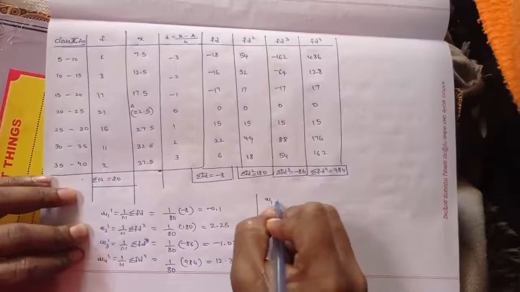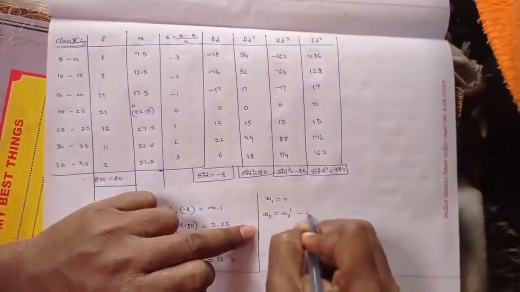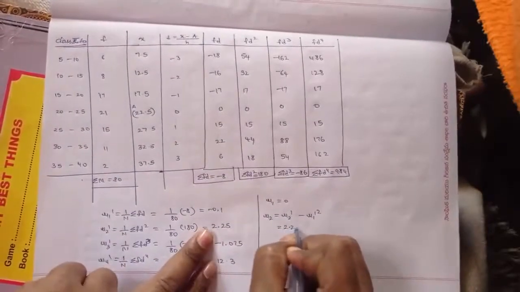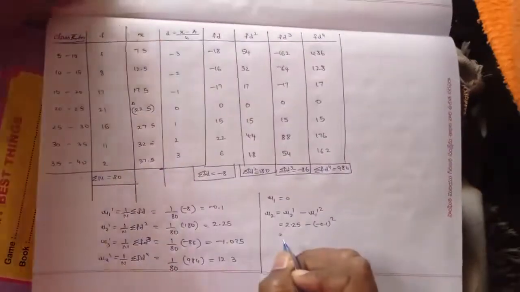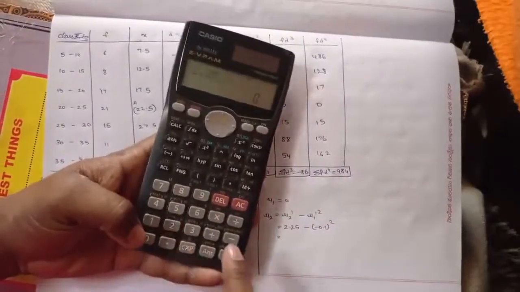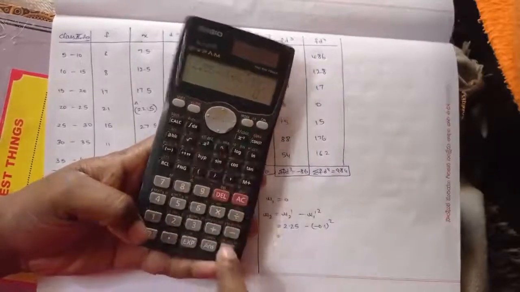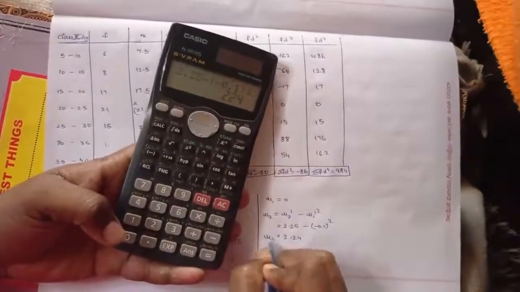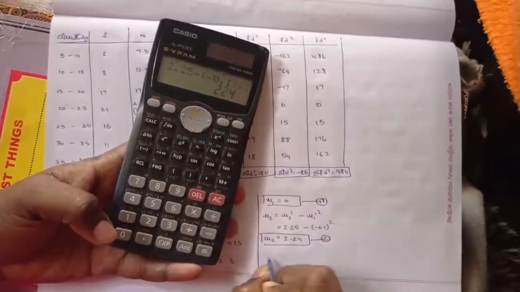So mu1 is always 0. Mu2 is nothing but mu2 dash minus mu1 dash whole square. What is mu2 dash? Mu2 dash is 2.25 minus mu1 dash, which is minus 0.1, whole square. So let us calculate it: 2.25 minus minus 0.1 square. So the result is 2.24. So mu2 is 2.24, this is equation 1, equation 2.